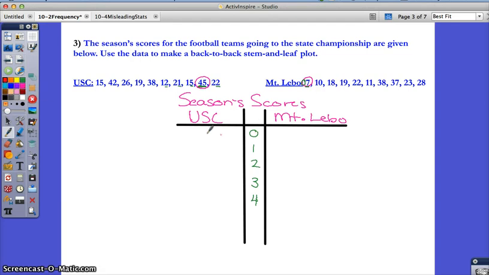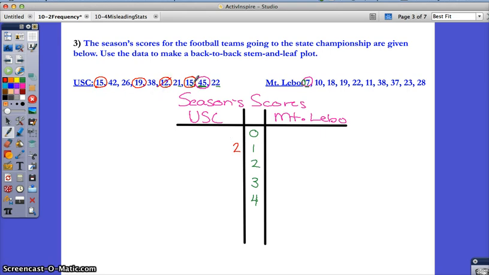Do we have any scores in the 0 range? Any numbers that are just in the ones column? No. Any numbers with a tens digit? So I have 15, 19, 12, and 15. Now you're going to organize those lowest to greatest from the stem. So the lowest number I see is 12. Here's the 1. Here's the 2. That's read as 12, right?